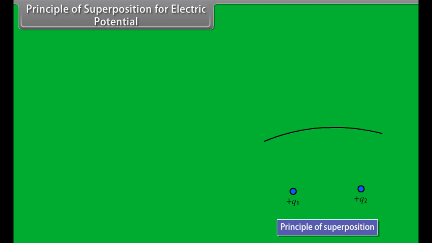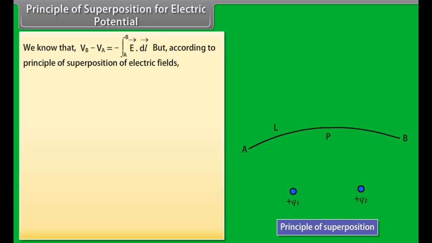Principle of superposition for electric potential. Let us consider 2 point charges plus Q1 and plus Q2. Take any 2 points A and B in the combined electrostatic field of 2 charges Q1 and Q2. Choose a curve L between A and B. We know that V_B minus V_A is equal to minus integration from A to B of E vector dot dl vector. But according to principle of superposition of electric fields, E vector is equal to E1 vector plus E2 vector.